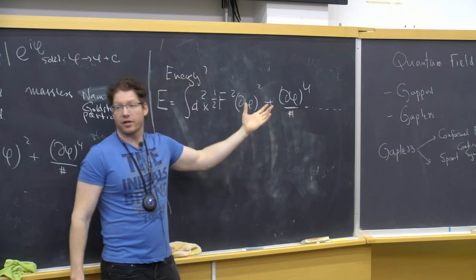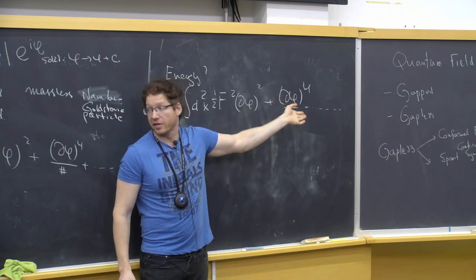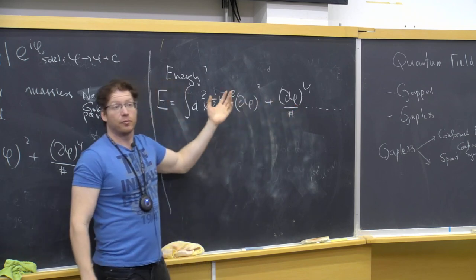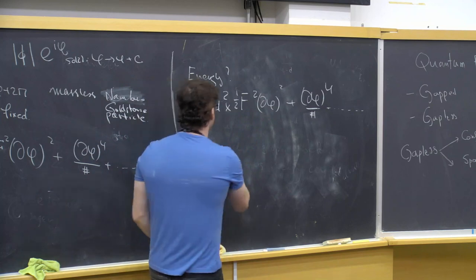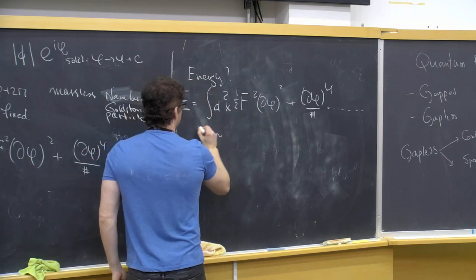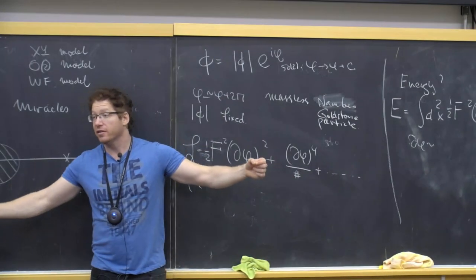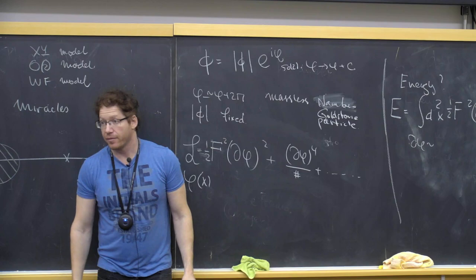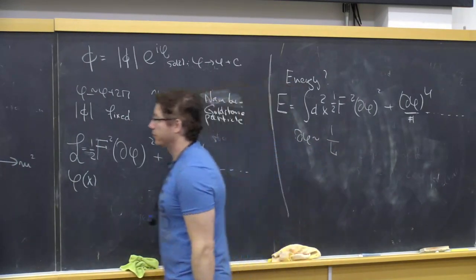Far from the core of the vortex, you'll see in a second, these higher dimensional terms are completely negligible. So we can compute the energy from just this piece. So how does dφ scale? We just use dimensional analysis. Suppose we're a distance L away from the vortex. So this is going to be 1 over L. Let's call this L, OK?